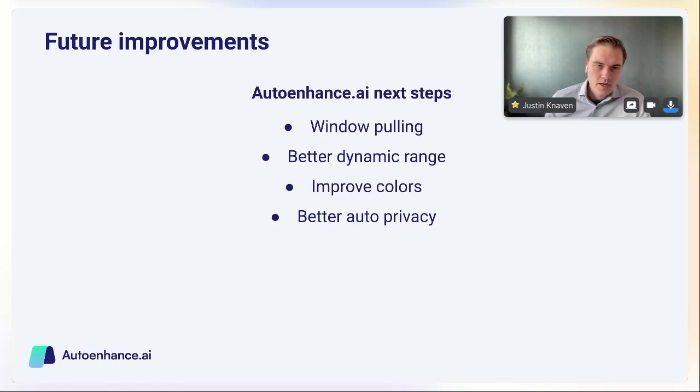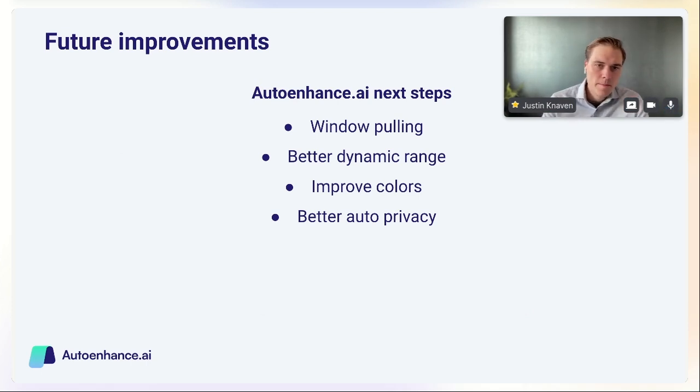So some things we are working on is window pulling. For those who don't know what window pulling is, that's basically trying to detect the windows in an image and show a better exposed window in that mask of the window. So usually if you have multiple brackets that are being uploaded, you can take like a darker exposed bracket, which will be used in the window to create a better look overall.